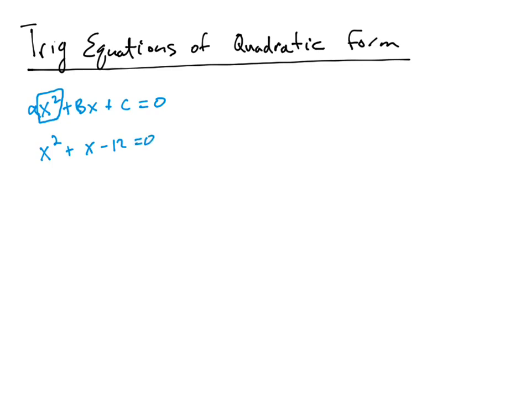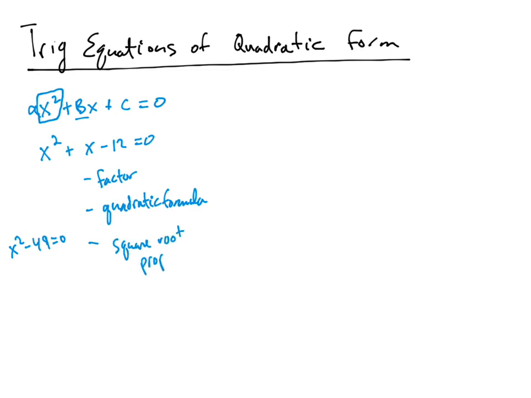So recall the way that we can solve quadratic equations. We can factor. That's the quickest and easiest way to solve a quadratic equation. We can use the quadratic formula if we can't factor. If we have two terms, when b is equal to 0, we can use the square root property, and that just means take the square root of both sides. We can also complete the square, but we're not going to address that here.